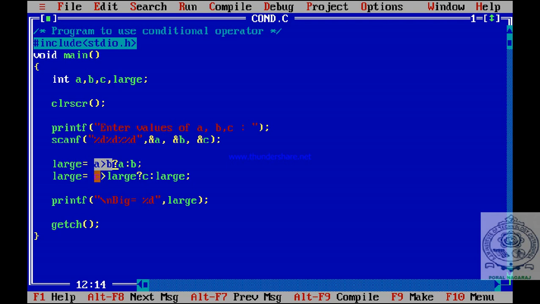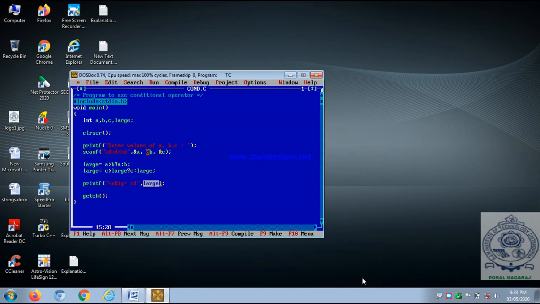Now you are left with one more operand, c, that you have to compare with large. If c is greater than large is true, c should be copied into the left side variable large. If c greater than large is false, the large value, whatever it is, will be copied back into large. So finally large will hold the largest of the numbers, and that will be printed. Because my system is overloaded, it is not showing the output correctly, but this is the logic. So you have to remember the logic.